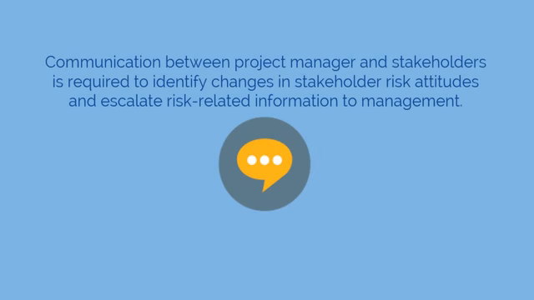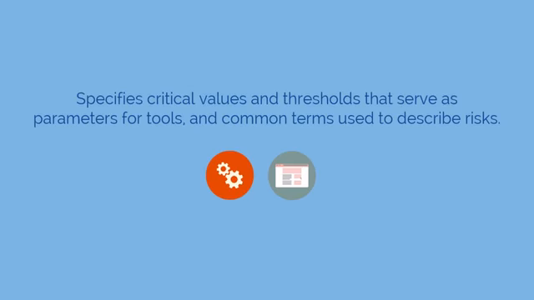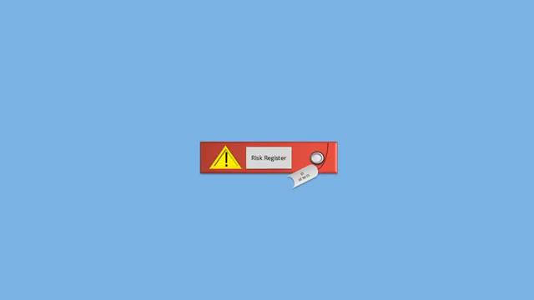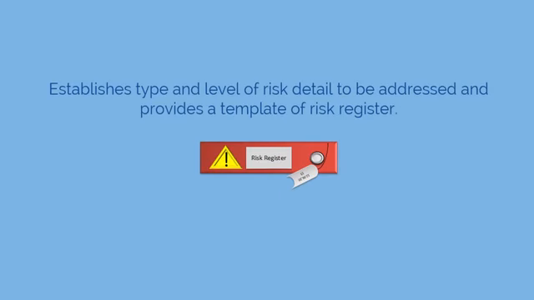The plan should also require communication between the project manager and stakeholders, which identifies changes in stakeholder risk attitudes and, wherever required, escalates risk-related information to management and other stakeholders. And finally, the plan specifies critical values and thresholds that serve as parameters for the tools and defines common terms used to describe the risks. It also establishes type and level of risk detail to be addressed and provides a template of risk register.